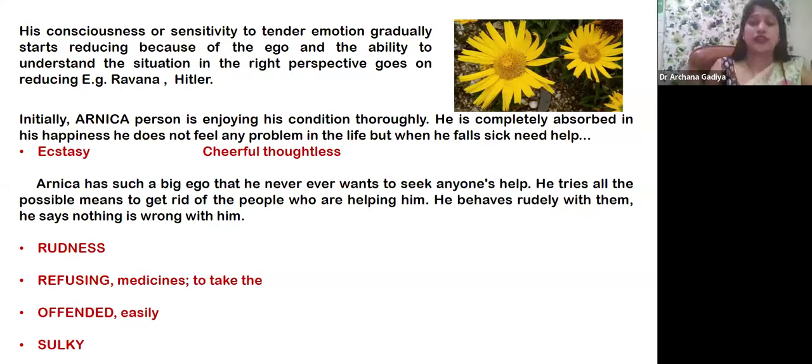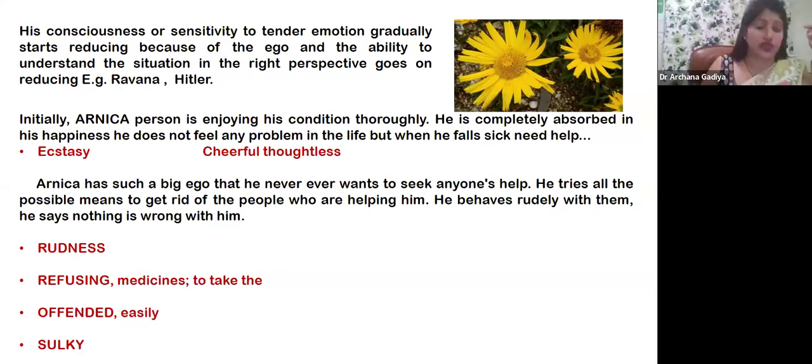Same like Hitler, he also went on killing many people. He felt that only a certain caste of people has the right to live in this world and other castes do not. So this is also foolish. They are not able to assess the actual situation under their egotism. Same like that, Arnika is not able to assess the actual situation.